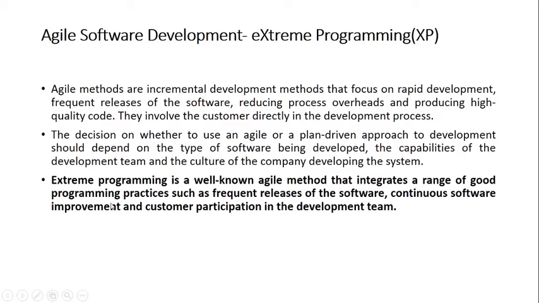Then continuous software improvement in the form of refactoring the code. We have seen in the agile principle, that is maintain simplicity, we have to restructure the code again and again to make it simple, so that there is future scope of making more changes. That concept is known as refactoring the code. So refactoring signifies the continuous process improvement or software improvement. And lastly, customer participation in the development team. That is mandatory in case of agile. The customer will be a part of the team itself.